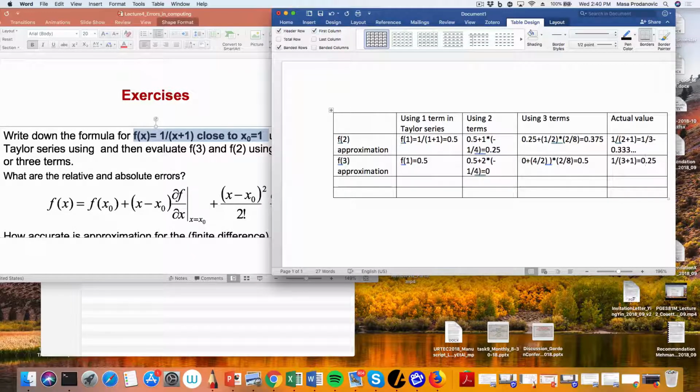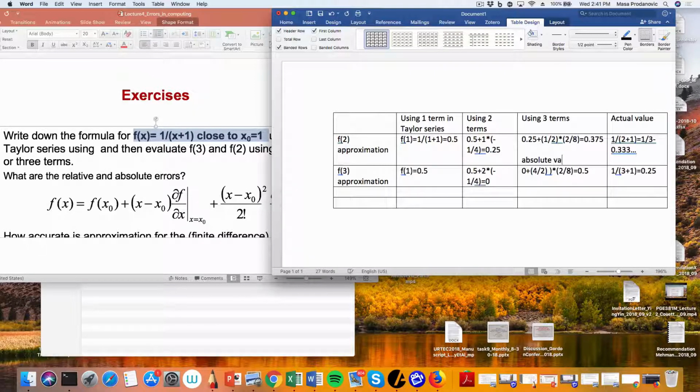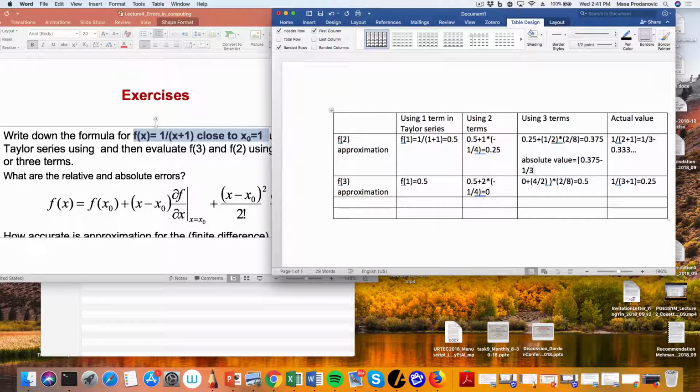What is the absolute error in the case of f of 2 using 3 terms? In this case, my absolute value is the absolute value of 0.375 minus 1/3, right? So that's 0.042 and so forth. Approximately. I'm rounding up.